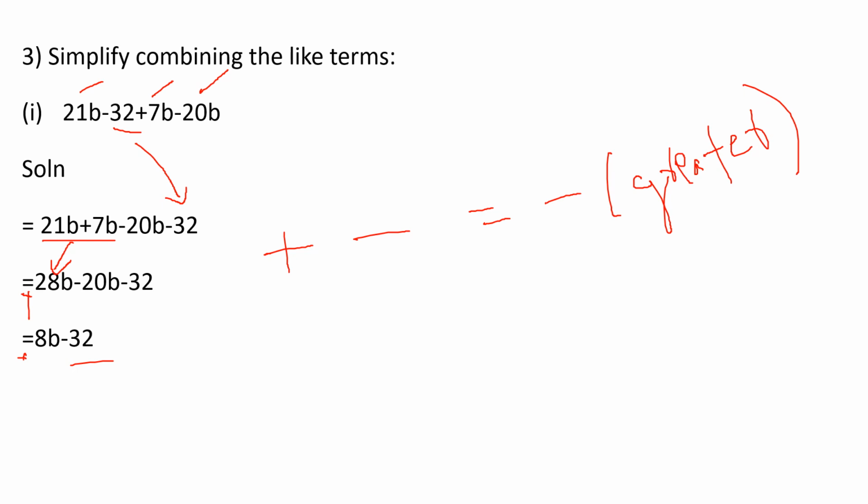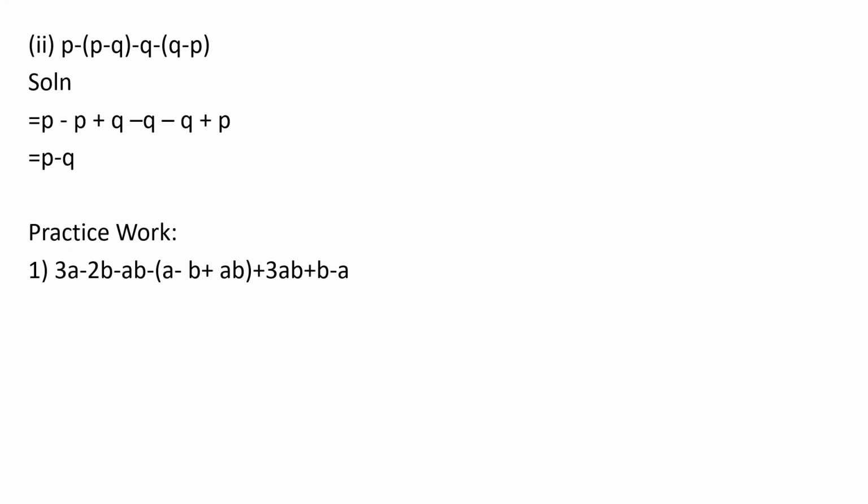Is it clear? So next problem. P minus of, inside the bracket, P minus Q. So this minus is common for this P and Q. Understood? Here I am writing P minus, inside the bracket I am writing the term P minus Q. That means this minus is common for this P and for this Q. Okay. So minus Q minus of Q minus P.